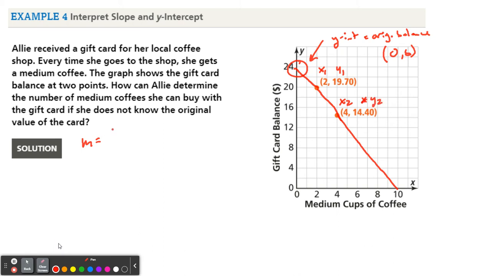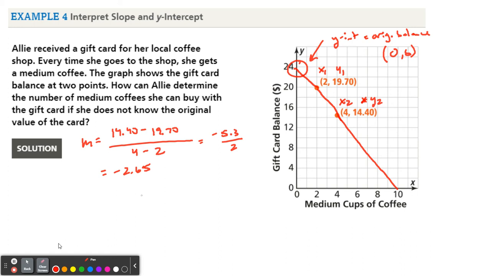So y2, 14.40 minus y1, 19.70, over x2, 4, minus x1, 2. So that simplifies to negative 5.3 over 2. And when you divide that, you get negative $2.65. So here's your slope. This is how much a medium coffee costs. Every time she buys a coffee, it's $2.65 off her balance.